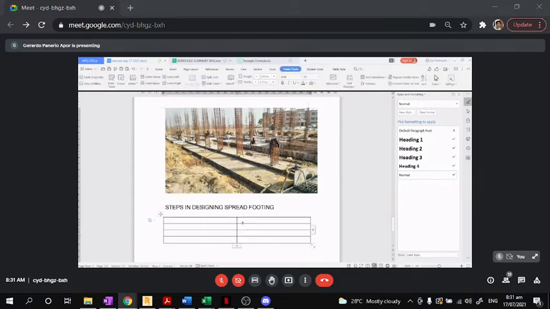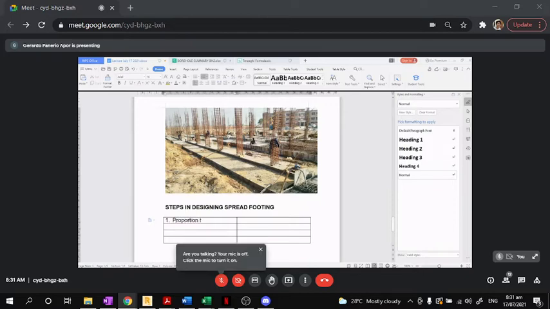Okay. Number 1. Design, proportion the footing area, the footing area.